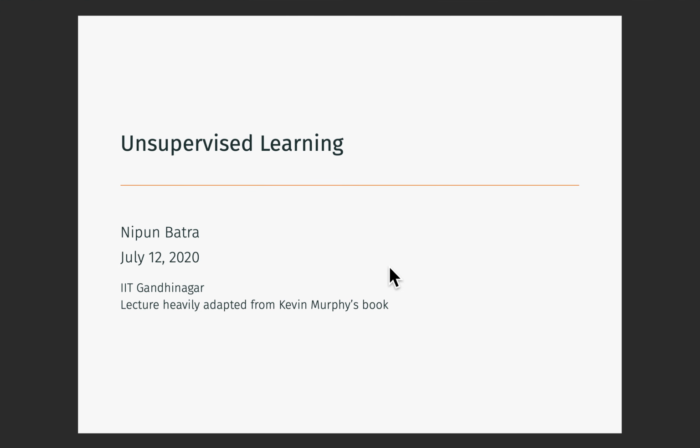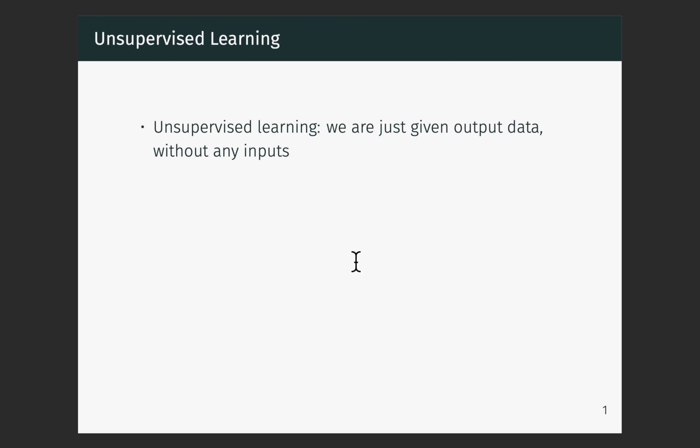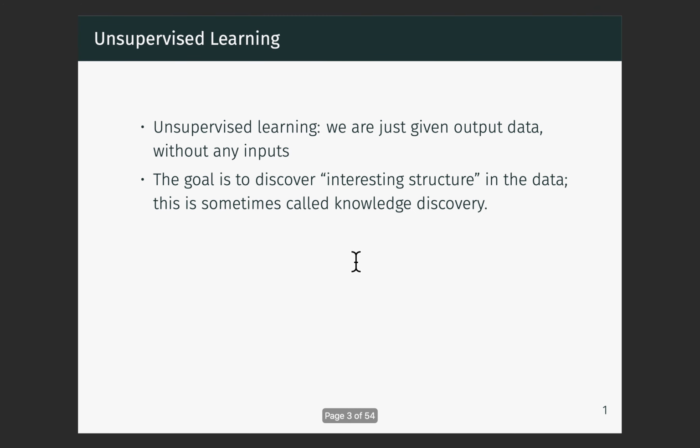Okay, so we now begin the discussion on the last lecture of this course, which is on unsupervised learning. A lot of the material is heavily borrowed from Kevin Murphy's excellent book, which you can use as a reference. Unsupervised learning is very different from supervised learning in the sense that you're just given the output data without any inputs. And the goal is to then discover some interesting structure in the data, which is also commonly known as knowledge discovery. A very important conference in this field is called KDD, where the KD part is the knowledge discovery aspect.